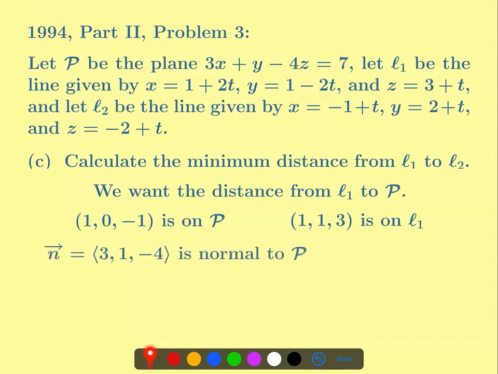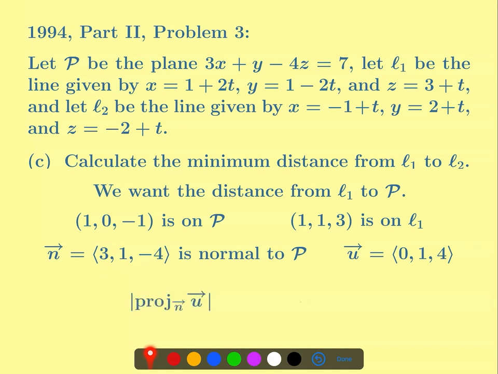So the normal vector to the plane P is given by the coefficients of x, y, and z in this equation. We have 3, 1, and negative 4. So that's the normal to the plane. And this vector, I'm just going to call it u, is a vector going from this point to this point. So we have 1 minus 1 is 0, 1 minus 0 is 1, and 3 minus a negative 1 is 4. So that's a vector going from this point to this point. And what we want to do is project this vector onto the normal and find that length.